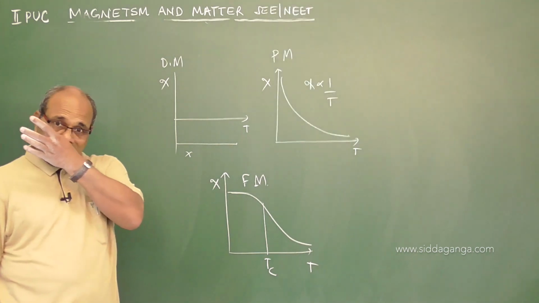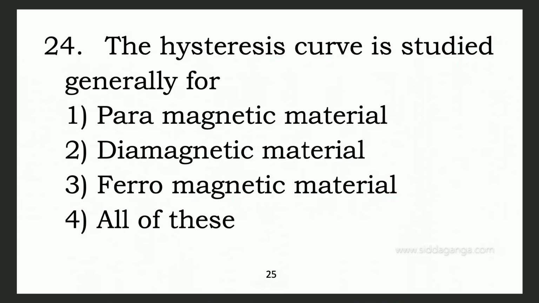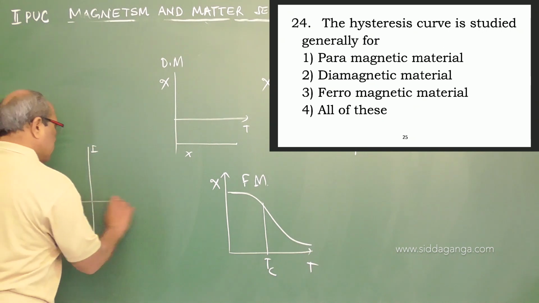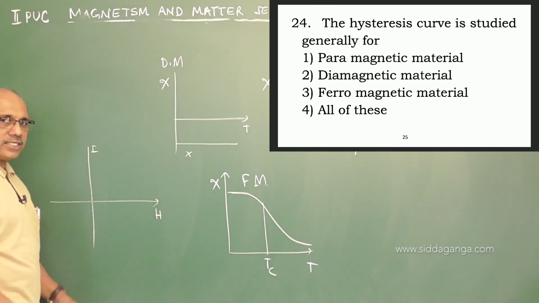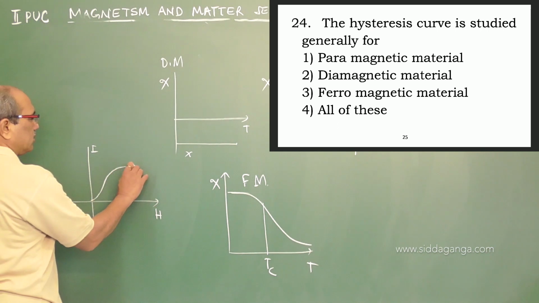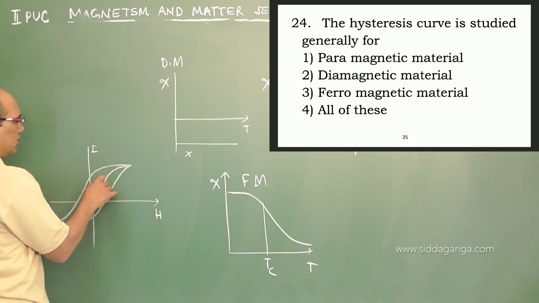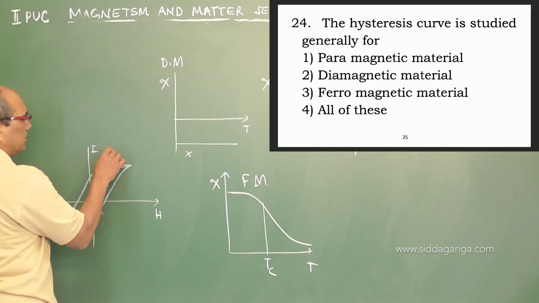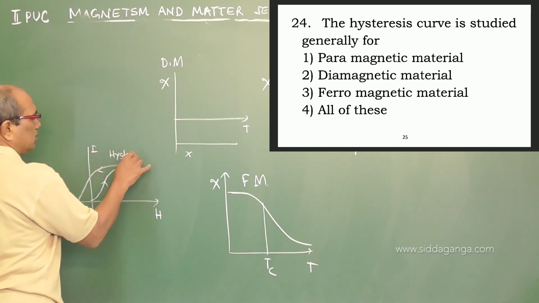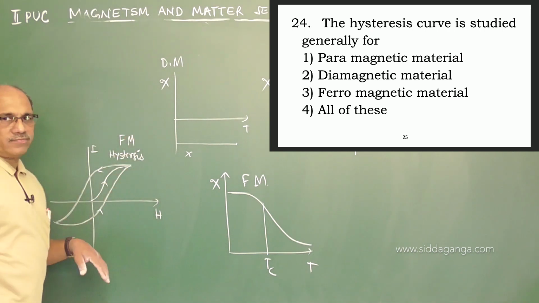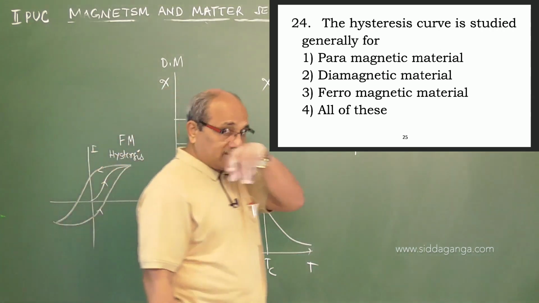Go to the next. The hysteresis curve is studied generally for, as I told previously, the concept of I lagging H. I lags H is possible through certain saturation, returns, demagnetizes and magnetizes. Every moment I lags H, this is called hysteresis. This is possible only in the case of a ferromagnetic substance. Option is third. Next.